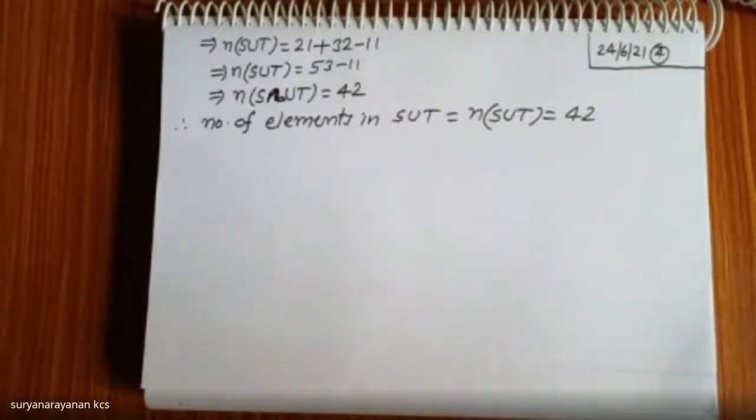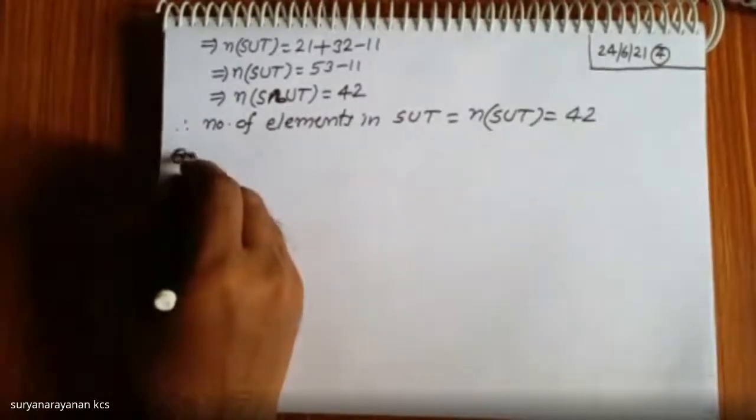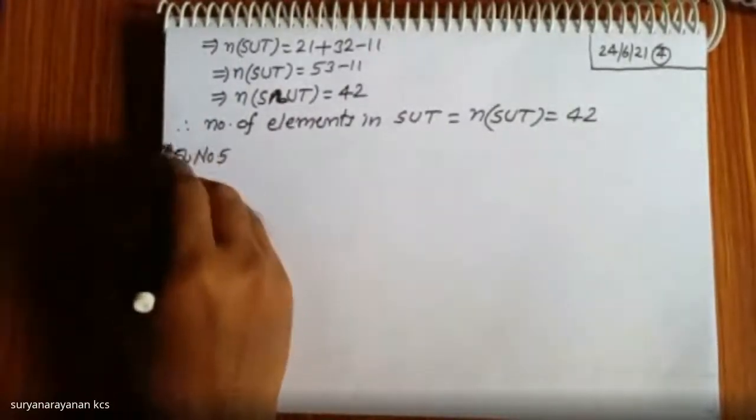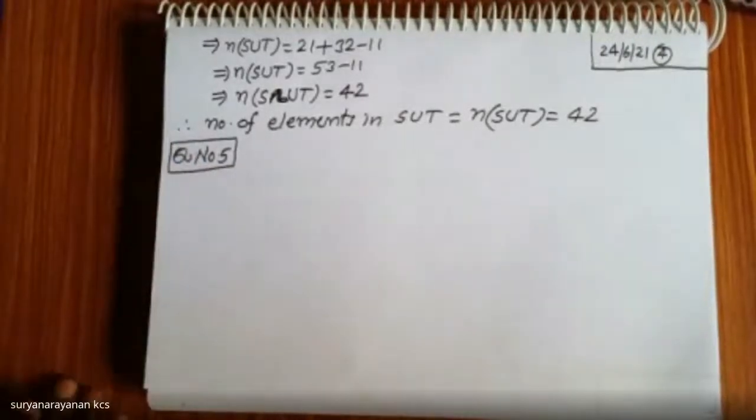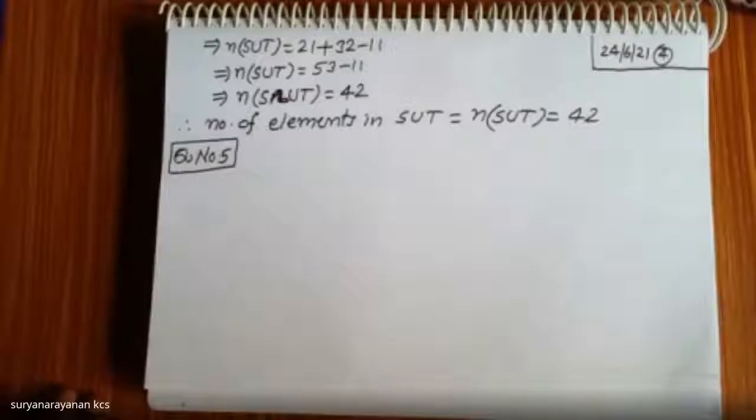Now, come to the next question. Question number 5. Who will read question number 5? Yes, my dear Samuel. X and Y are two sets such that X has 40 elements, X union Y has 60 elements, and X intersection Y has 10 elements. How many elements does Y have?